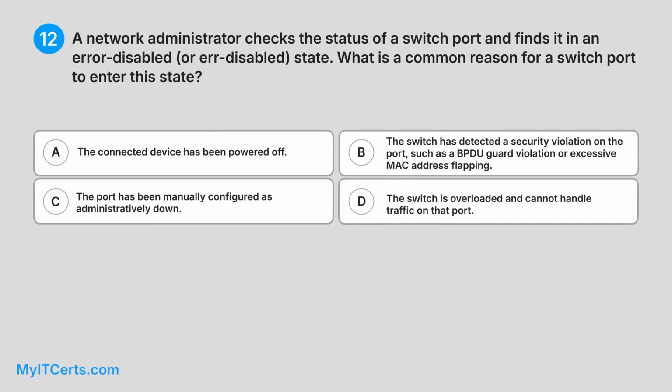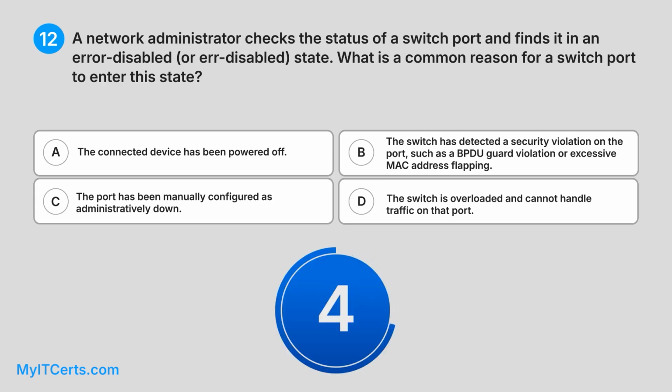A network administrator checks the status of a switch port and finds it in an error-disabled or disabled state. What is a common reason for a switch port to enter this state? A. The connected device has been powered off. B. The switch has detected a security violation on the port, such as a BPDU guard violation or excessive MAC address flapping. C. The port has been manually configured as administratively down. D. The switch is overloaded and cannot handle traffic on that port. What do you think is the answer?